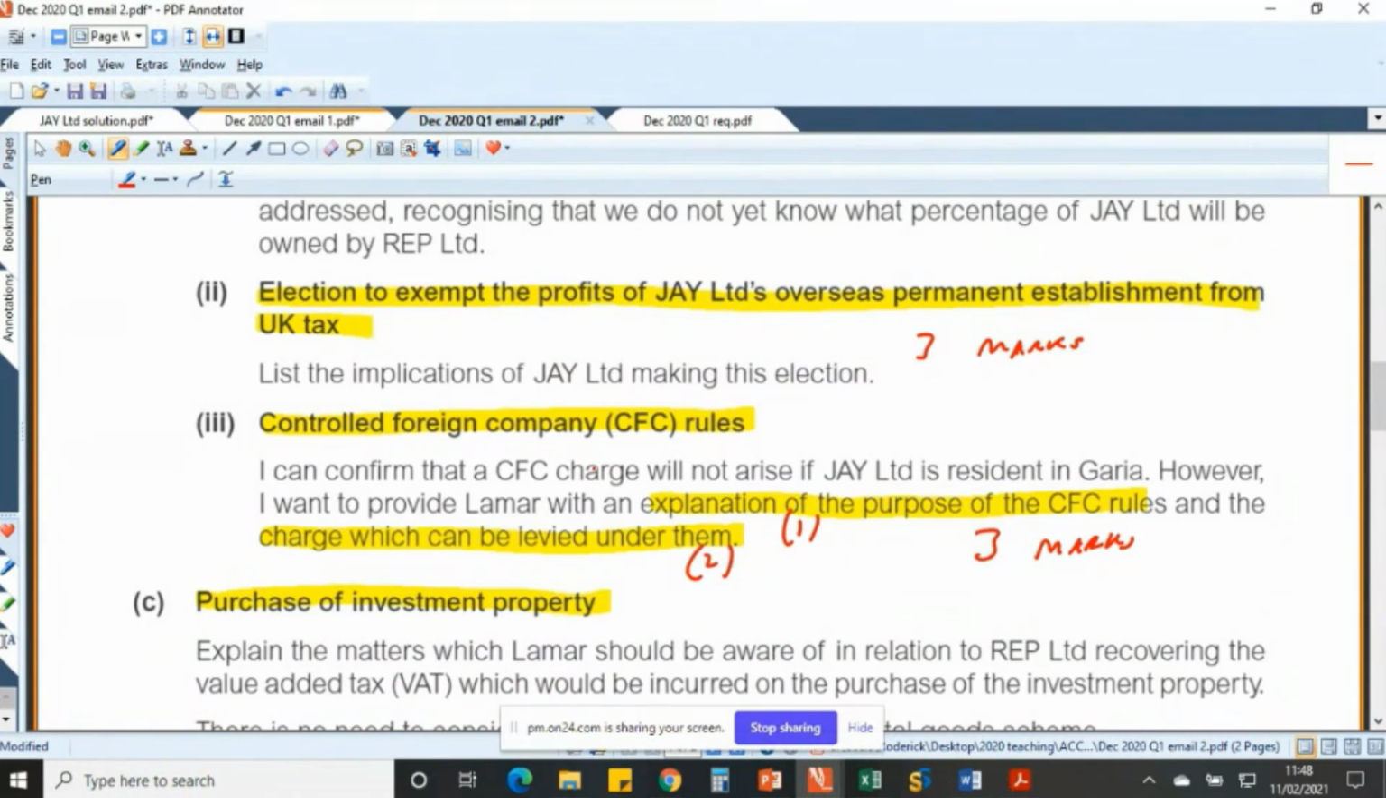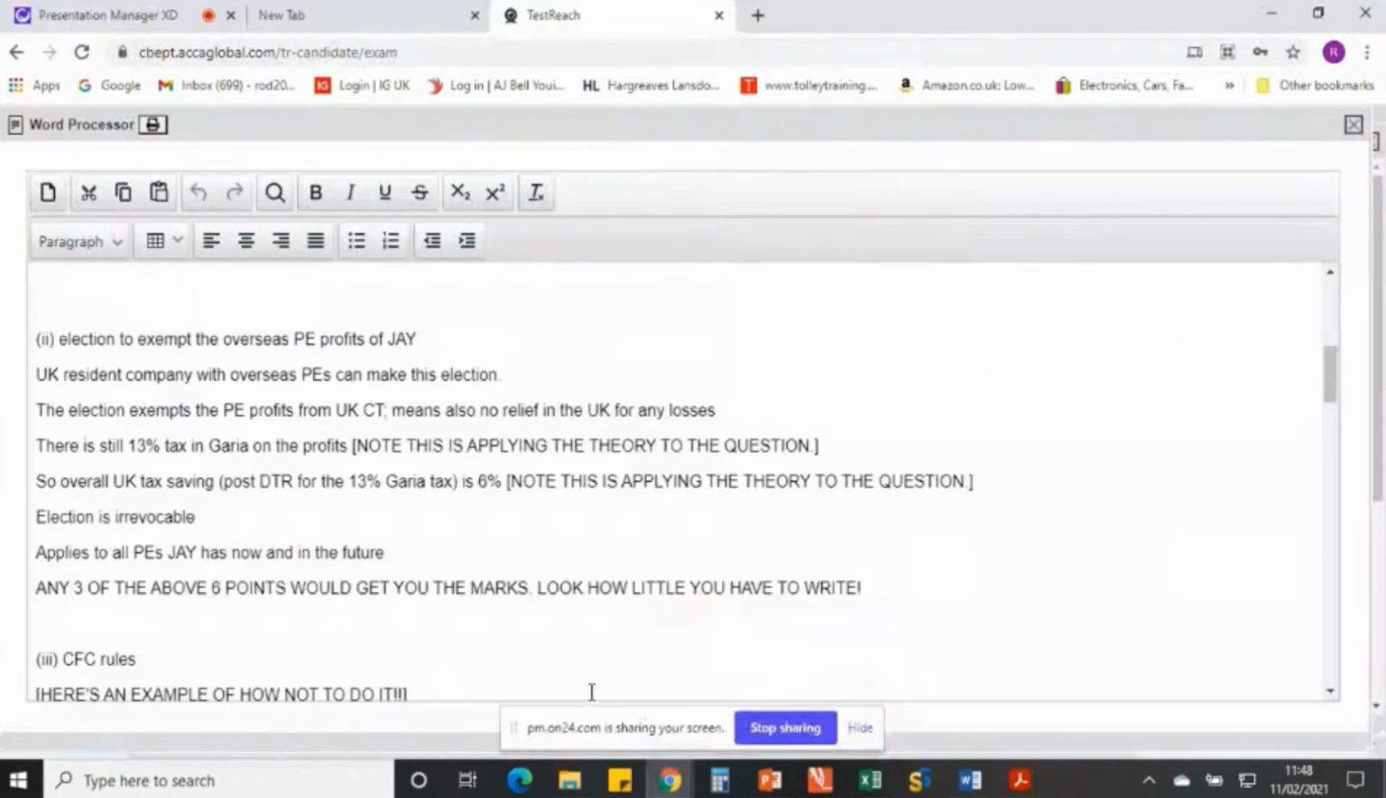However, I want to provide Lamar with an explanation of the purpose of the CFC rules and the charge which can be levied under them. So those are the 2 things you need to write about, and that's all. Okay, so what I'm going to do is go back to the software and show you, first of all, here's an example of how not to do it.